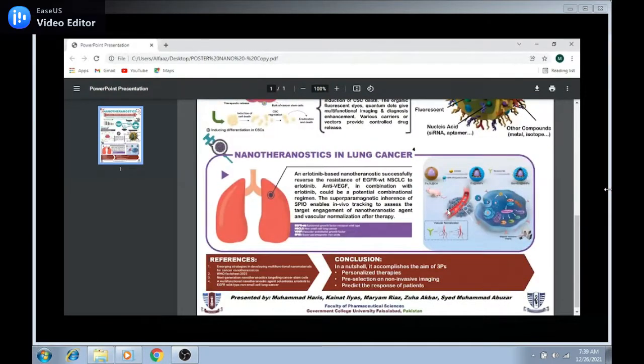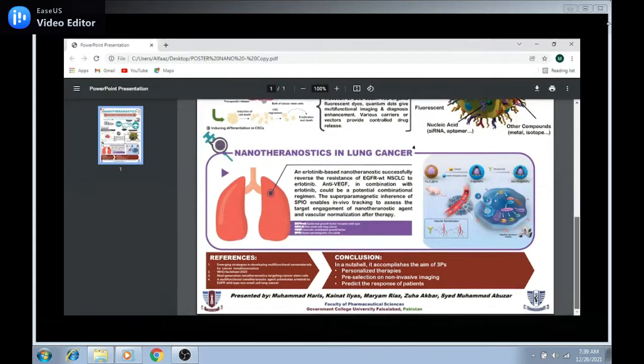Lung cancer is the leading cause of cancer-related deaths worldwide. In one of the latest researches, an alectinib-based nanotheranostic was introduced in mice. It successfully reversed the resistance of epidermal growth factor receptor wild type to alectinib. The combination of alectinib with anti-vascular endothelial growth factor could be a potential combinational regimen.